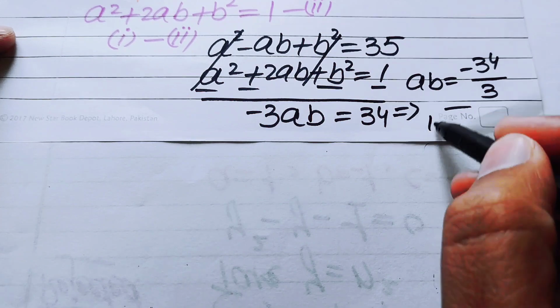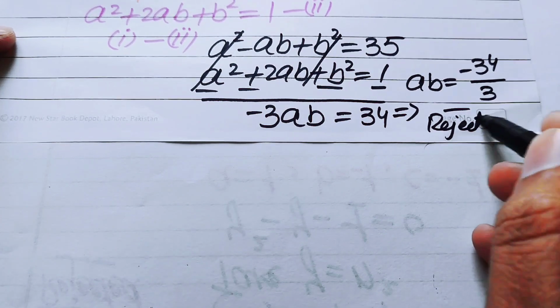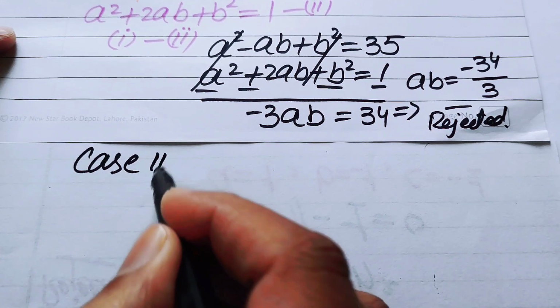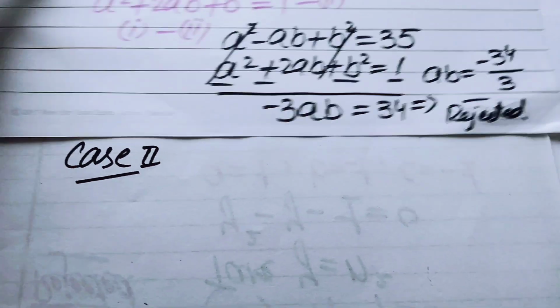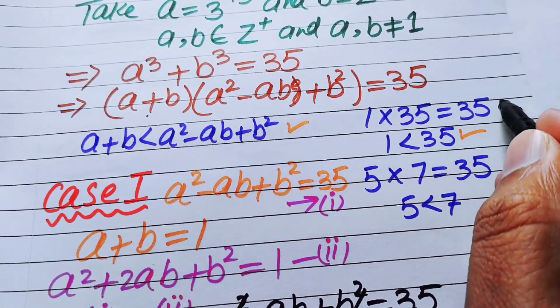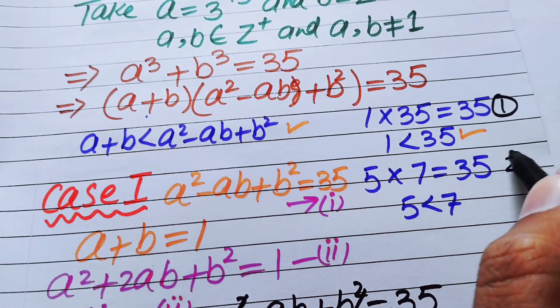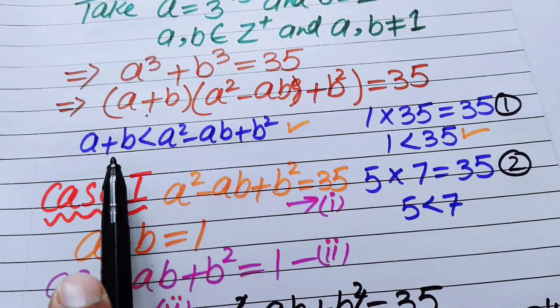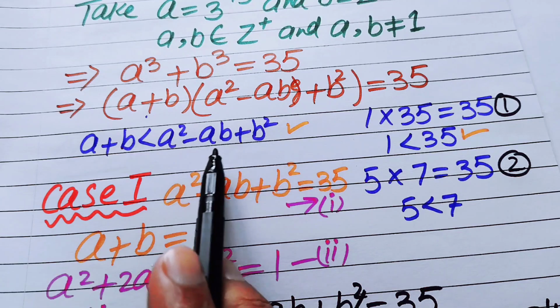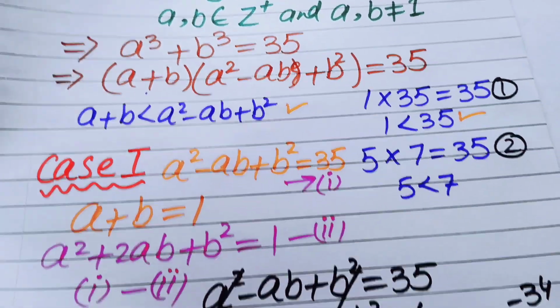So this case is rejected, and we will proceed to the second case. So here I can write our second case, and you again see this term. This is our first case which is rejected, and this is our second case. Now we can again compare these two, and you get a plus b equals 5 and a square minus ab plus b square equals 7.